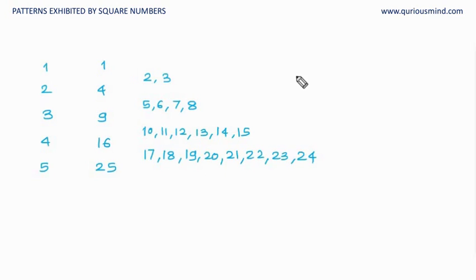Okay. And let's count these numbers. If I count them, I get 2 numbers. Here I get 4. Here 1, 2, 3, 4, 5, 6. 6 numbers. And here how many am I getting? 1, 2, 3, 4, 5, 6, 7, 8. 8 numbers. So between the squares of 1 and 2, I have 2 non-square numbers. Between 2 and 3, I have 4. Between 3 and 4, I have 6. Between 4 and 5, I have 8.